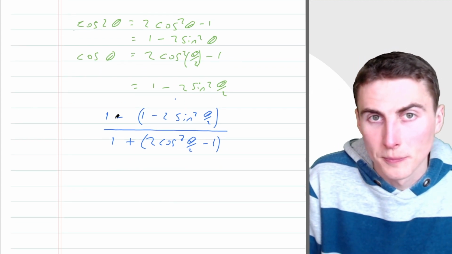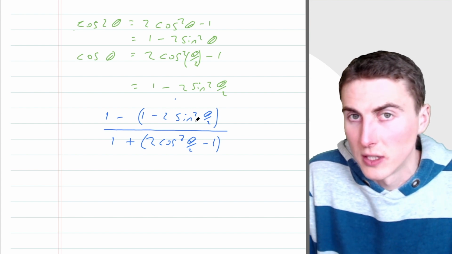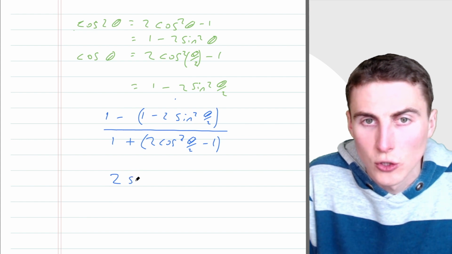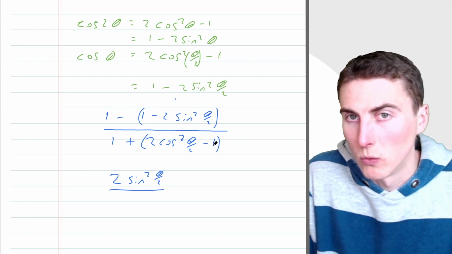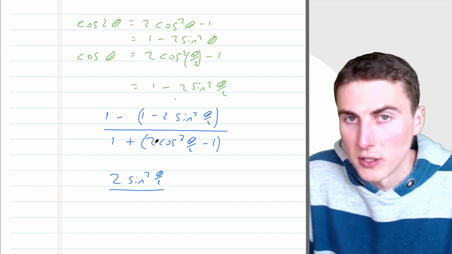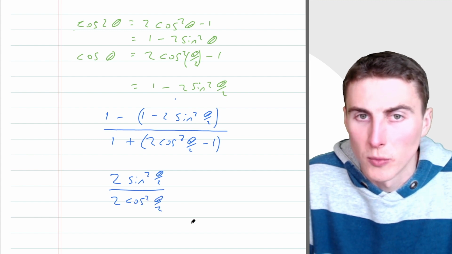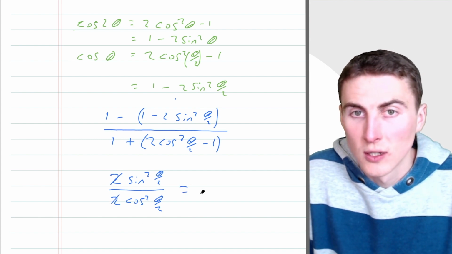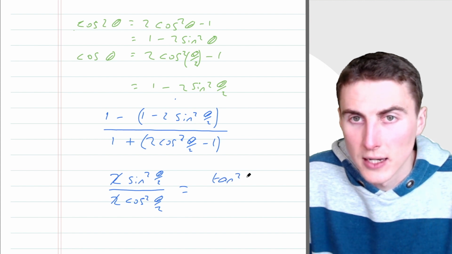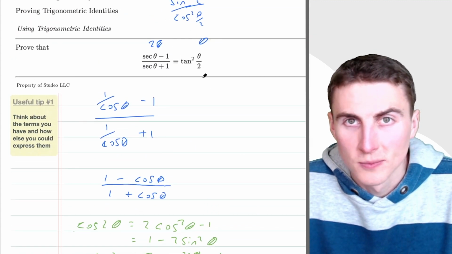So on the top, 1 minus 1 is nothing, that cancels out. And if you take away the negative of this, this becomes positive. So on the top, I just have 2 sine squared of theta over 2. On the bottom, 1 plus, take away 1, they cancel out. And then it's positive this, so I just have 2 cos squared theta over 2 on the bottom. And then I can cancel out the 2's, and I have sine squared over cos squared, so that is just going to be tan squared of theta over 2. And that's it. We've got what we wanted.